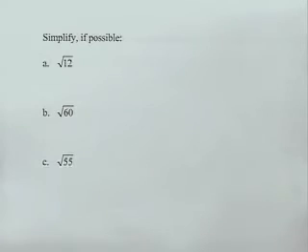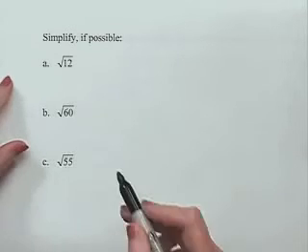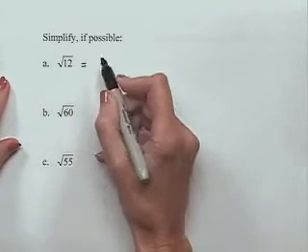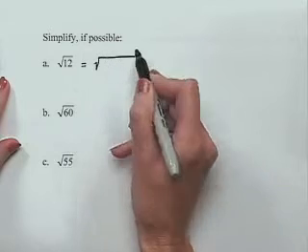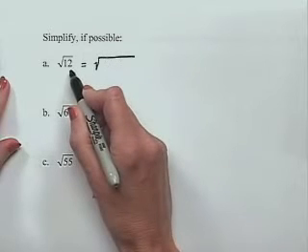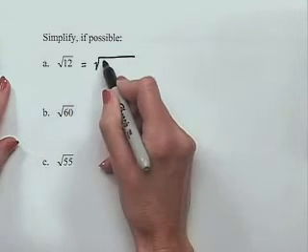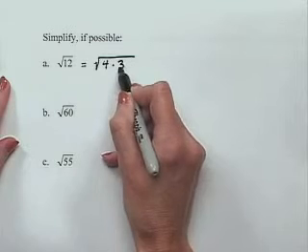Now we're going to look at simplifying some radical expressions. Simplify if possible. Our first problem is the square root of 12. To simplify, we're going to be looking for perfect squares that might be factors of the number underneath the radical symbol. For instance, when we look at 12, we know that that's equivalent to 4 times 3.